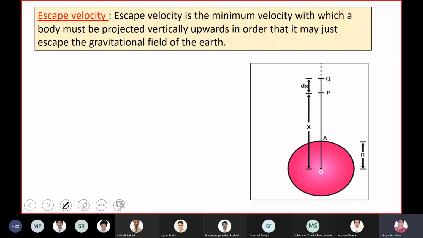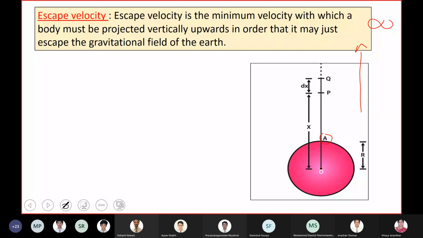You want this body to be moved to infinity. The body has to escape from the Earth's gravitational field. It has to move to infinity. So what work do you have to do in making the body, which is initially lying at point A, move to infinity so that it will not come back to Earth's gravitational field? It's escaping Earth's gravitational field.